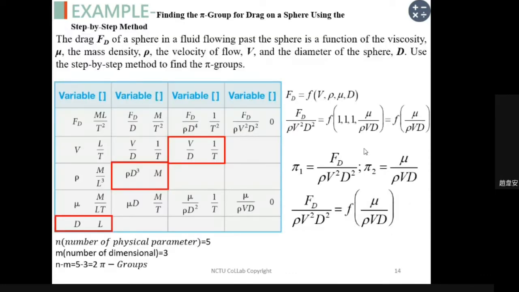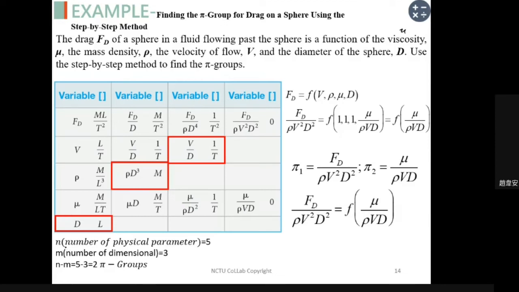so the second example is related to the drag force we have mentioned before. This tries to understand that the drag force Fd of a sphere in a fluid flowing past the sphere is a function of the viscosity mu, the mass density rho, the velocity of the flow v, and the diameter d. So again we just follow the dimensional analysis step by step.